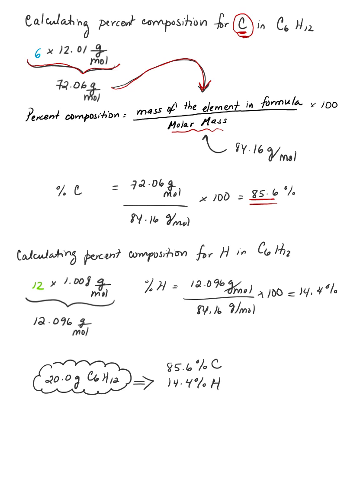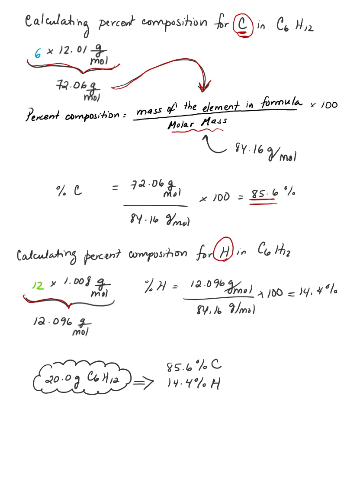So you can calculate the percent composition for hydrogen doing the same thing, or the total percentage will be 100. So if you have only 2 elements in your compound, carbon and hydrogen, and for carbon you have 85.6%, 100 minus your 85.6% is going to give you the percentage for your second element, which is the hydrogen. But just to practice again with the equation, I'm showing you the calculation here.